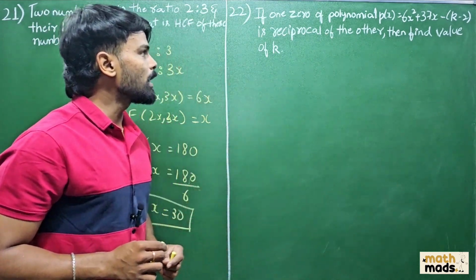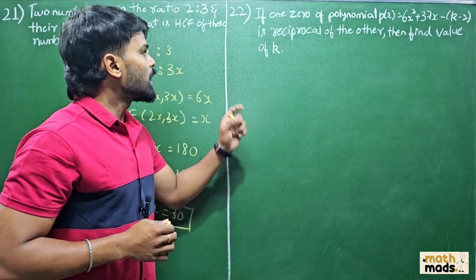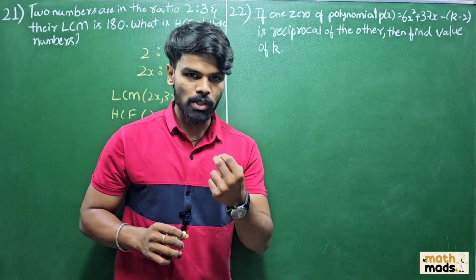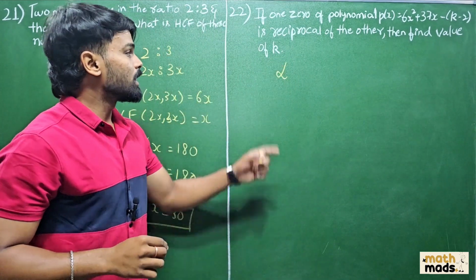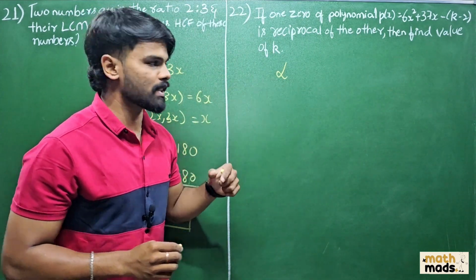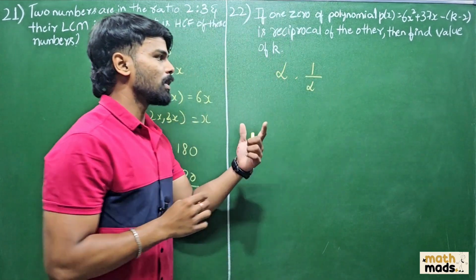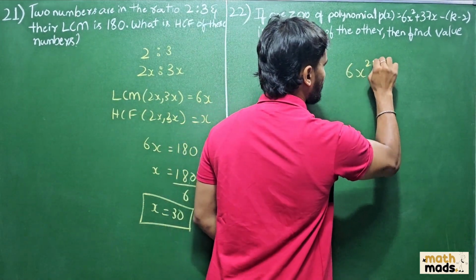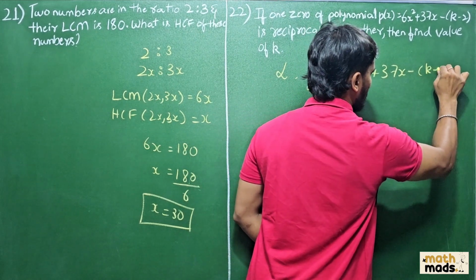If one zero of a polynomial p of x is equal to 6x square plus 37x minus of k minus 2 is the reciprocal of the other, then find the value of k. Okay, then you have two zeros of a polynomial. If I consider one zero of the polynomial to be alpha, they have given that the other zero of the polynomial is its reciprocal. So if alpha is one zero, then 1 by alpha is the other zero. The polynomial given is 6x square plus 37x minus of k minus 2.